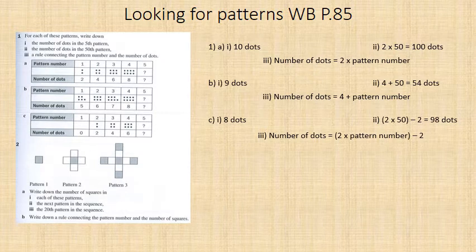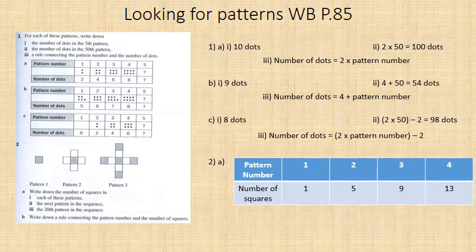Okay, let's go for question 2. Write down the number of squares in each of these patterns. I will make a table to make it easy. In the first pattern, it was 1 square. In the second pattern, it was 5 squares. The third is going to be 9.